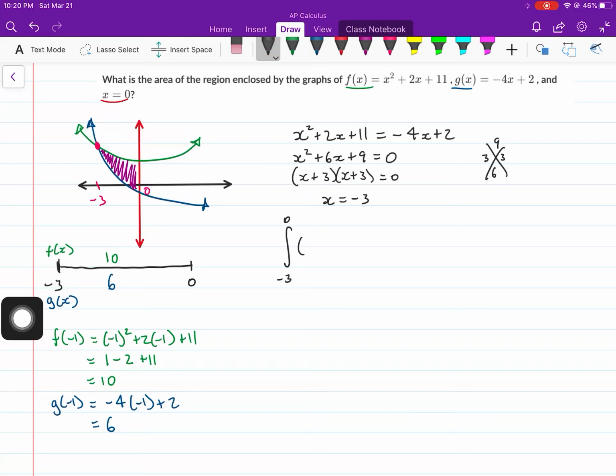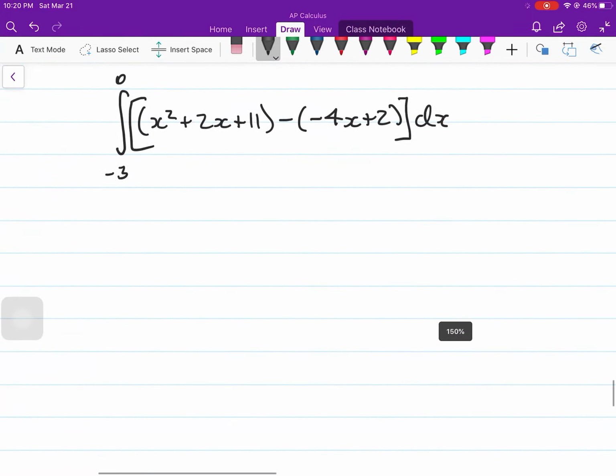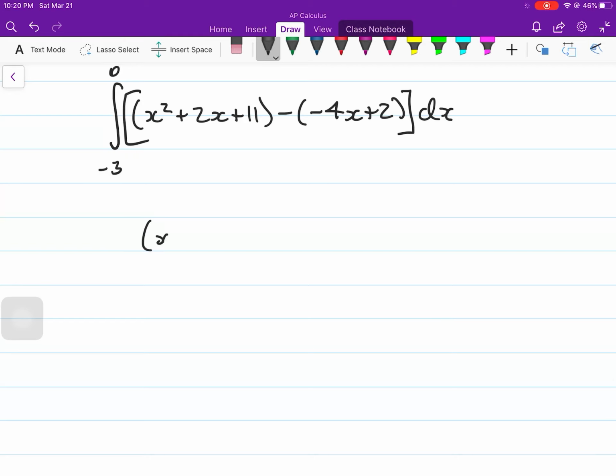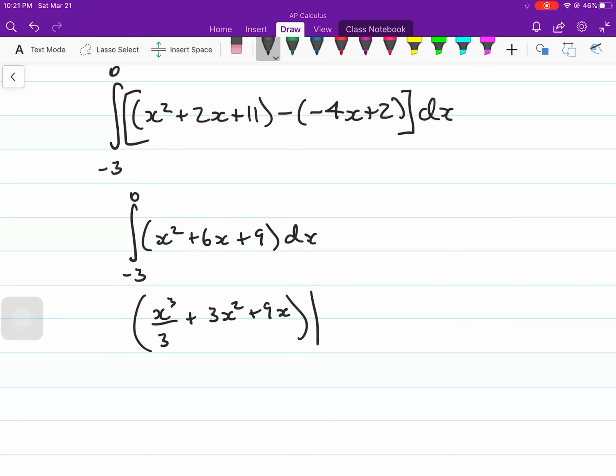So I'm going to have x squared plus 2x plus 11 minus negative 4x plus 2. Let's go ahead and combine like terms. So that's going to be x squared plus 6x plus 9. And that's going to be x cubed over 3 plus 3x squared plus 9x from negative 3 to 0.